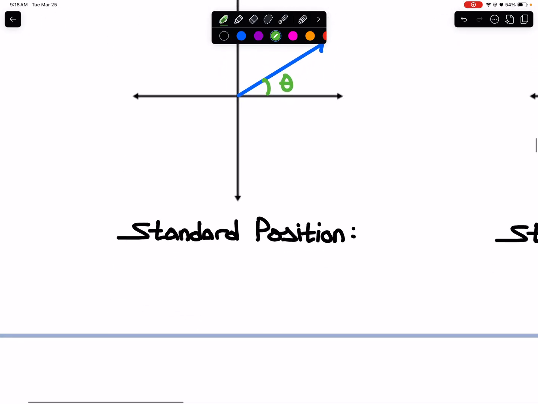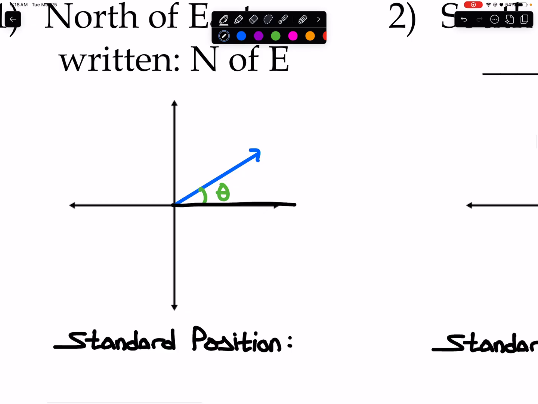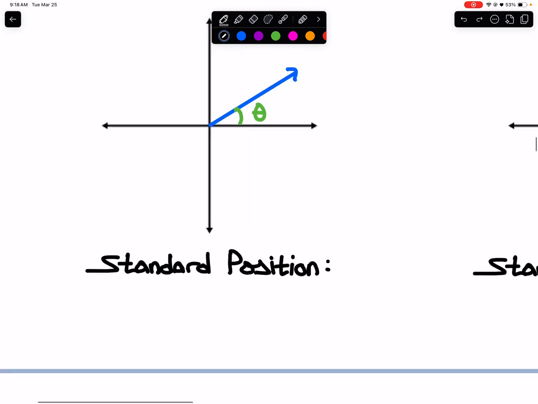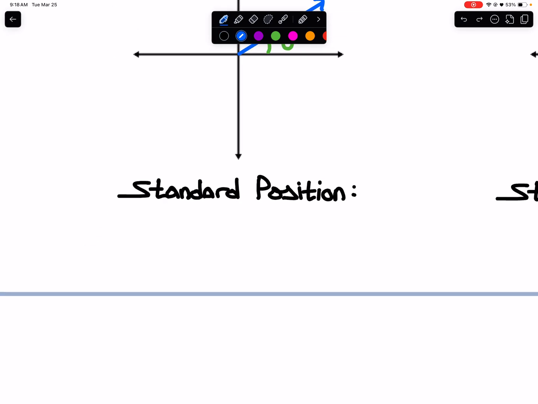In standard position, remember, we measure from the positive x-axis and go counterclockwise however many degrees it goes. So in this case, because we're just north of east, our angle in standard position is just whatever that theta value is.